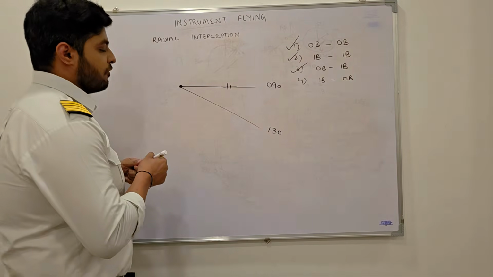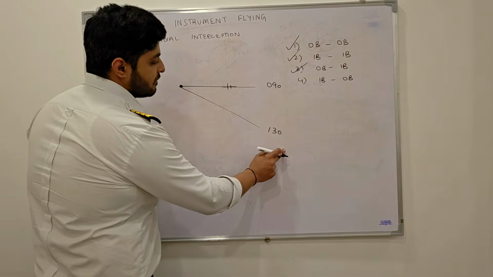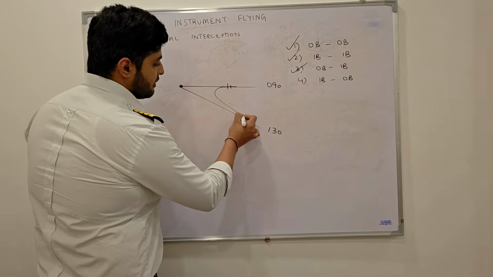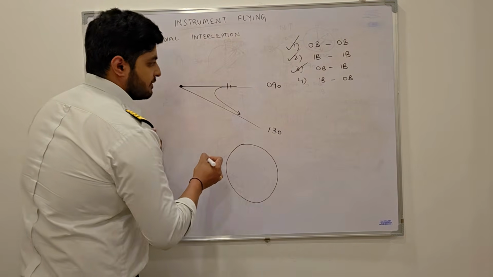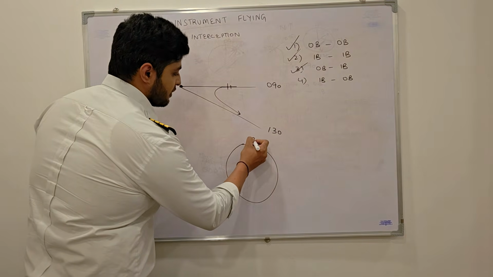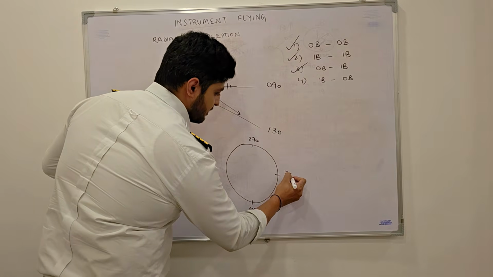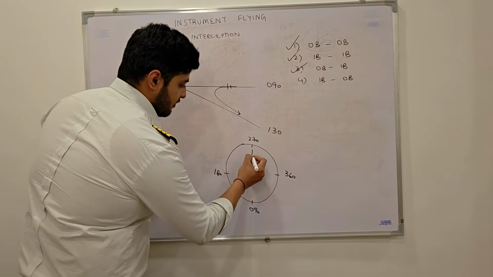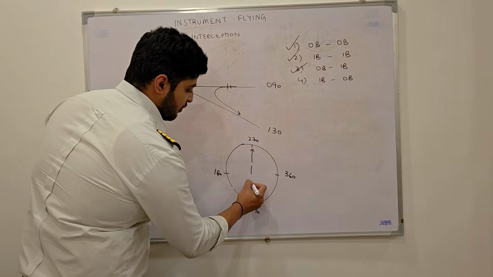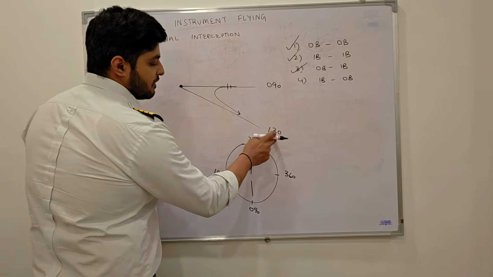In that case, for example, if I'm coming inbound on a radial of 090 and I have to intercept radial 130 outbound, I have to do something like this to proceed outbound. So the HSI will show something like this, in which my heading is 270. This will be 360 and this will be 180. If I'm maintaining radial 090 proceeding inbound, my HSI will show something like this. But now I have to intercept radial 130 outbound.